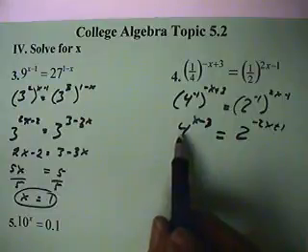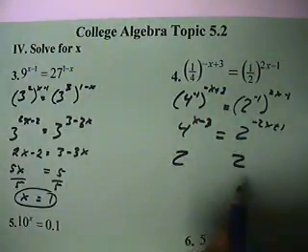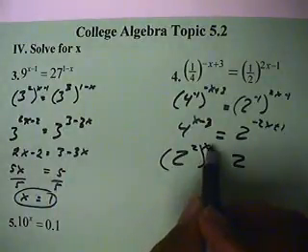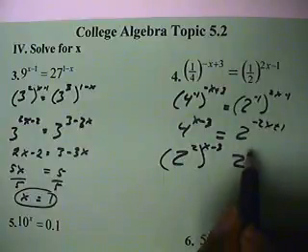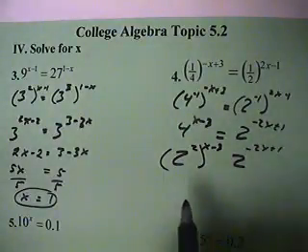Now, the bases are not the same. We have a 4 and a 2. The common base will be a 2. So I'll make a 2 here and a 2 here. 4 is 2 to the second power, and the exponent is still x minus 3. And here the exponent is still negative 2x plus 1.